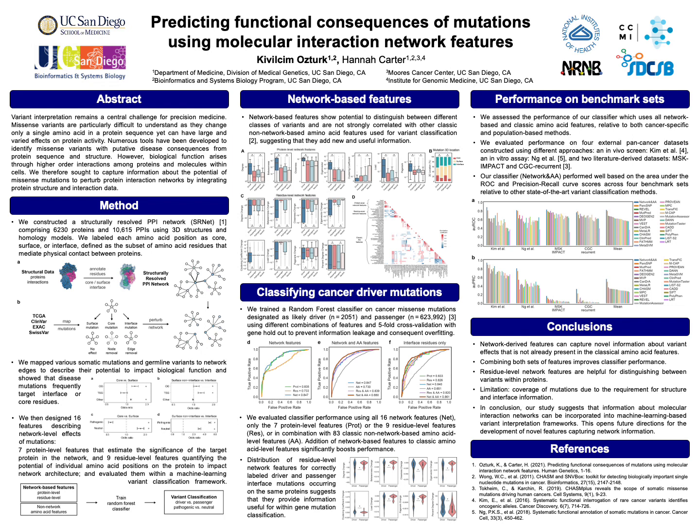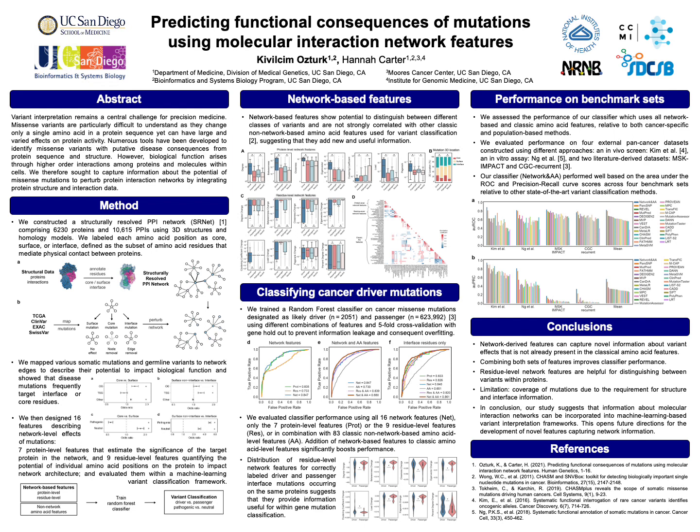Then we trained a random forest classifier on cancer missense mutations, designated as likely driver and passenger, using different combinations of features and five-fold cross-validation with gene holdout to prevent information leakage and consequent overfitting. We evaluated classifier performance using all 16 network features, only the 7 protein-level features or the 9 residue-level features, or in combination with 83 classic non-network-based amino acid level features. Addition of network-based features to classic amino acid level features significantly boosts performance.